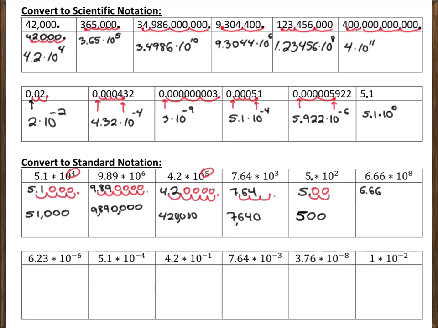So we're going to move the decimal point over 1, 2, 3, 4, 5, 6, 7, 8. We're going to fill in all those little spots with zeros. So we have 6, 6, 6, and then it looks like we have 6 zeros. 1, 2, 3, 4, 5, 6. So you have 666 million. So that is your answer there.